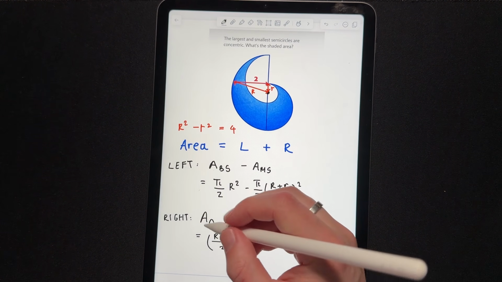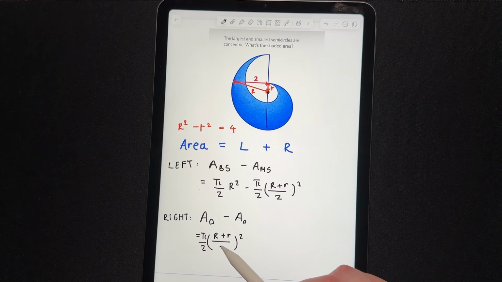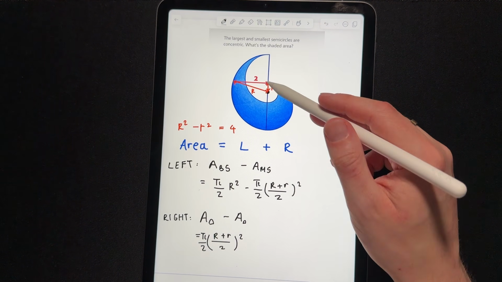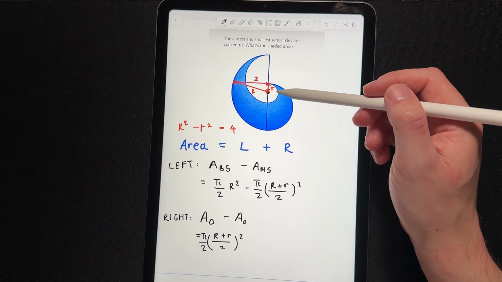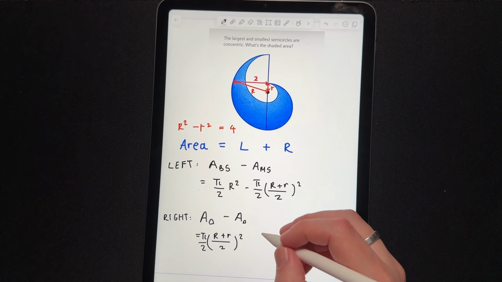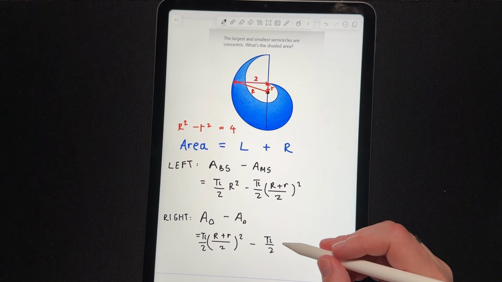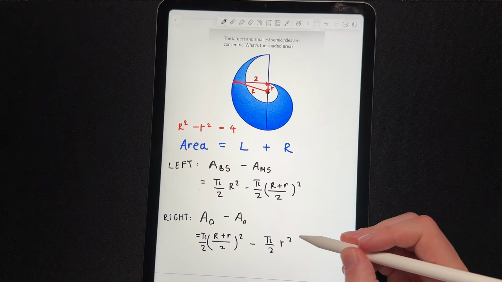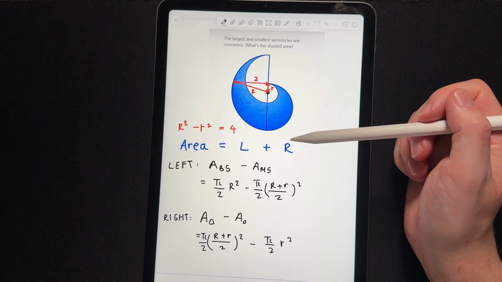all squared. And this is all multiplied by pi over 2 because it's a semicircle instead of pi r squared, pi over 2. I do have to apologise, there's been quite a lot of background noise I've had to cut out of this video. So that's the larger semicircle, and we've already worked out the area of the smaller semicircle basically because we have r squared. So this time it's going to be subtract pi over 2 being a semicircle, and then this time it's little r squared. So we now have the area of the left and the area of the right.